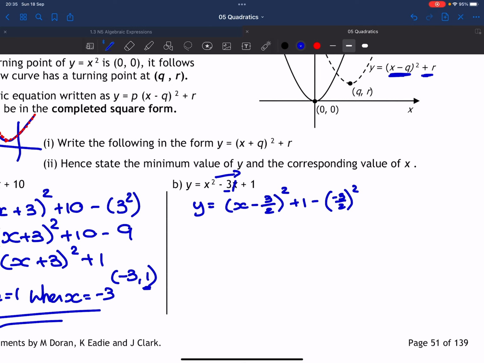So let's go ahead and start to simplify this. I get y is equal to open bracket, x minus 3 halves, all squared, plus 1, minus, now remember if I square a fraction, I just square the top and I square the bottom. So that's taking away 9 quarters. So y is equal to open bracket, x minus 3 halves, all squared. Now 1 is the same as 4 quarters. So it's 4 quarters, take away 9 quarters, which is minus 5 quarters.